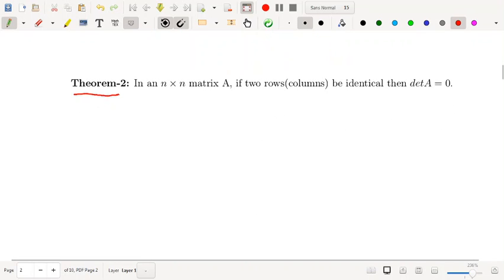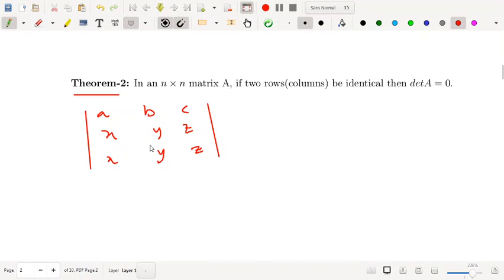Next, in an n cross n matrix A, if two rows or columns be identical, then determinant of A will be 0. What is the meaning of that? So again I am writing, suppose you have a determinant with rows A B C, X Y Z, and suppose this is also X Y Z. So what you have? You have two rows identical, right? These two rows are identical, so the value of the determinant will be 0.